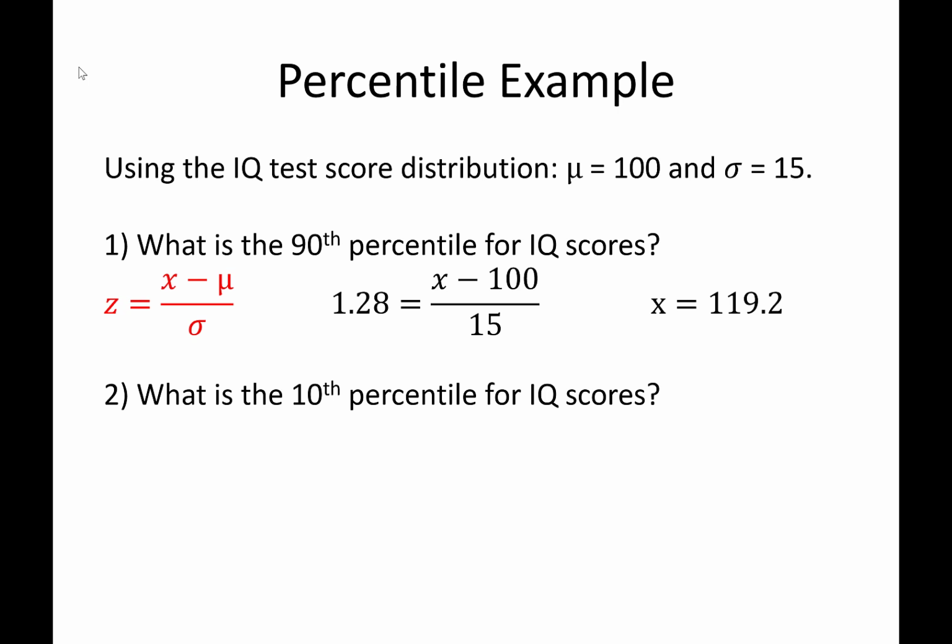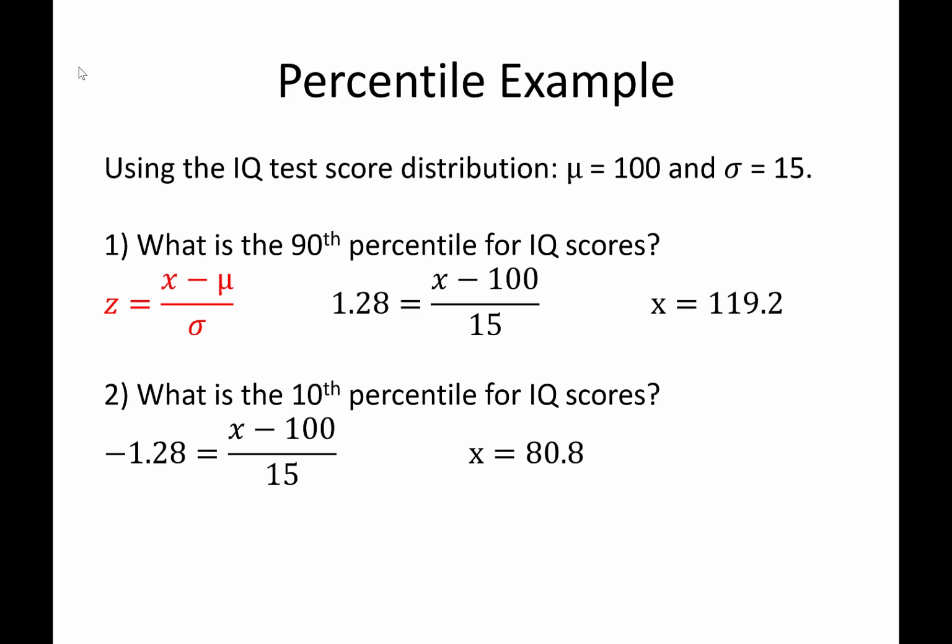We'll turn our z-score into the x value again. What we'll find is that if you have a z-score of negative 1.28, which represents the 10th percentile, that turns into a value of 80.8 for this IQ test score distribution. What it's saying is if you score an 80.8 on the IQ test, you did better than 10% of people, or 10% of people did worse than you.